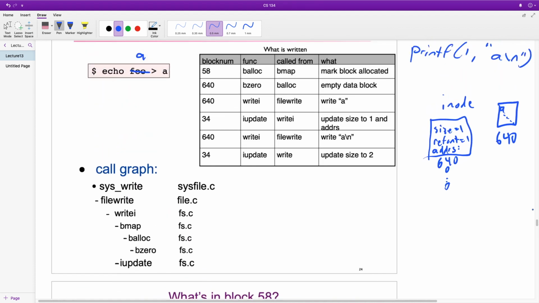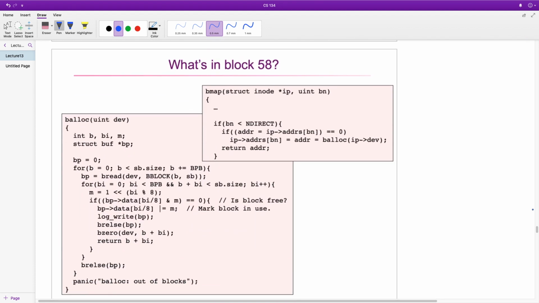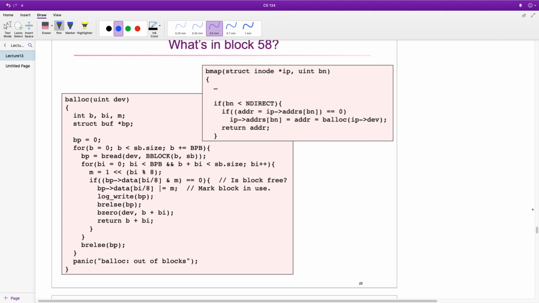Block 58. Block 58 was the bitmap. And so we can see for the bitmap, and you guys had a homework where you worked on this, right? Going through and figuring out which address based on the block number, right? So if the block number, that is the logical block number within the file, is 12 or less, is it 12? Yeah, 11 or less, then it'll be less than the number of direct entries, and we just go ahead and grab the address from there. And if not, we have to go to the indirect block. And if we were using double indirect blocks, we might have to go double.